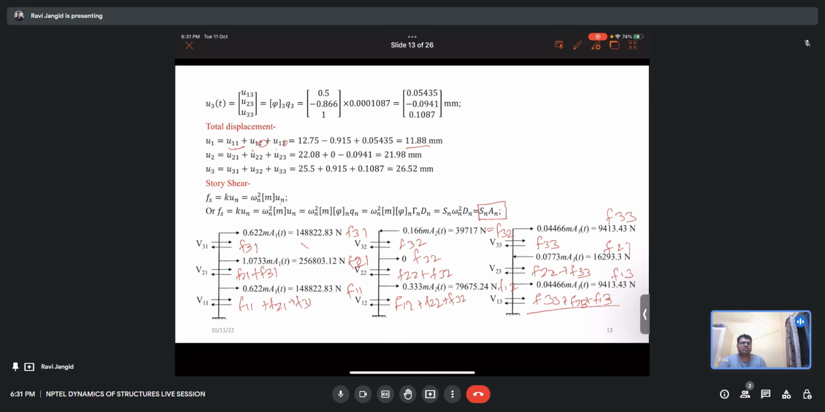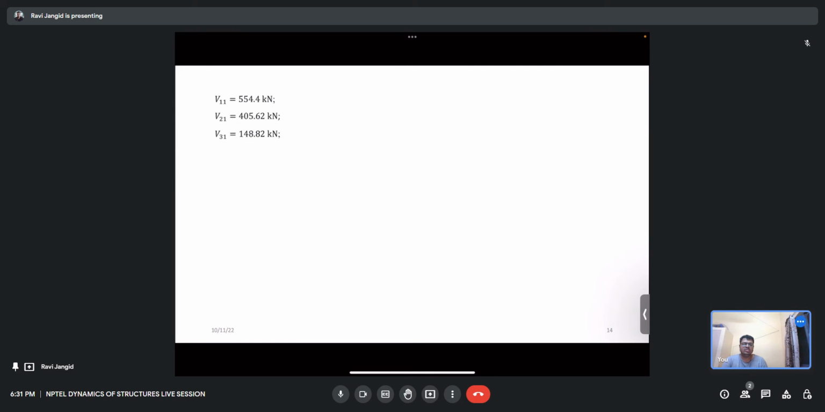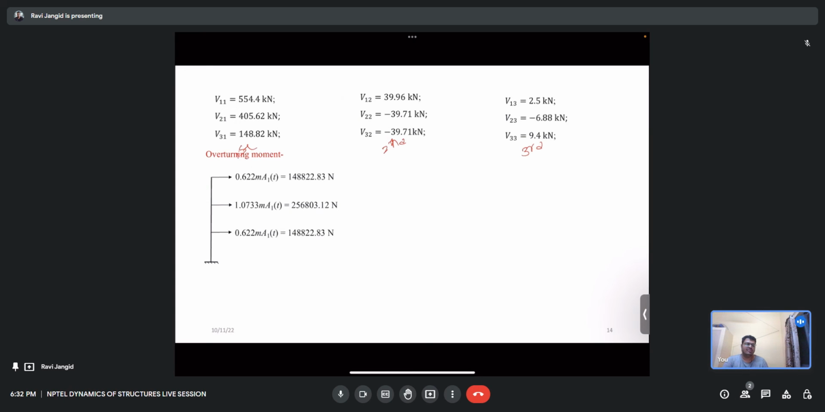So this way you can calculate your storage here corresponding to each mode. This is corresponding to the first mode, this is corresponding to the second mode, this is corresponding to the third mode. Okay, now coming to the moment, same as we have done in the last question.